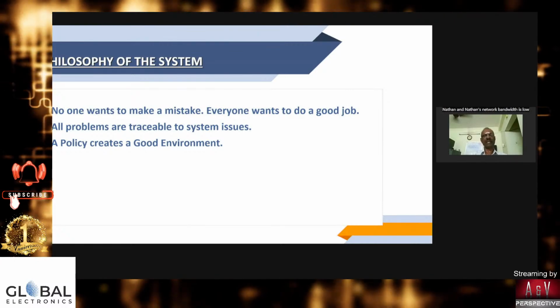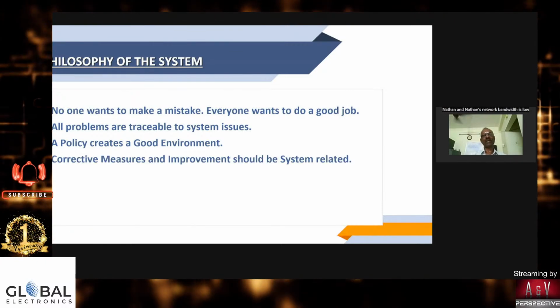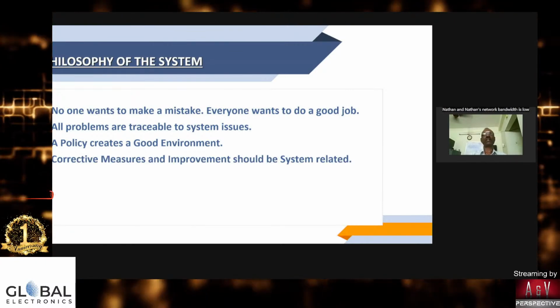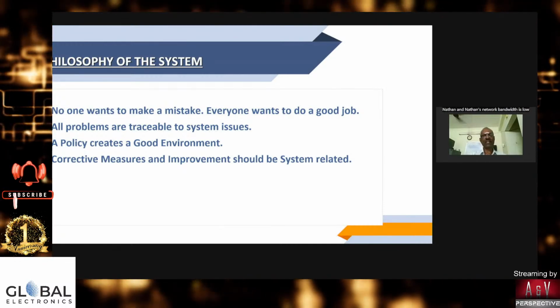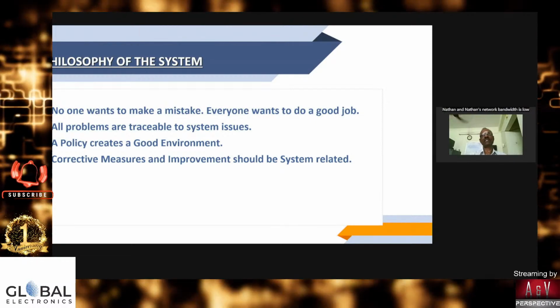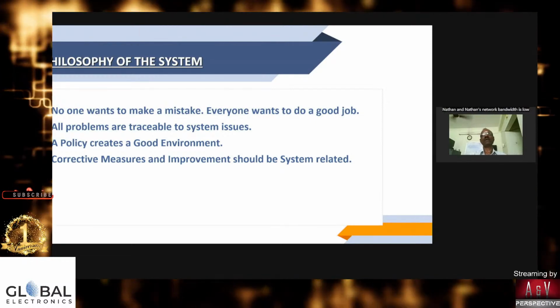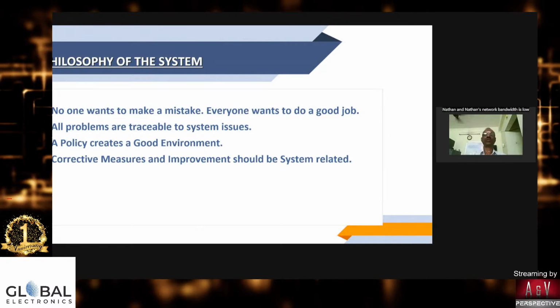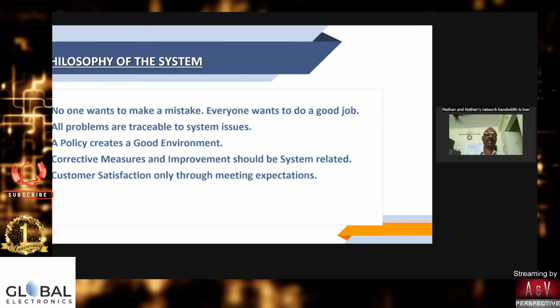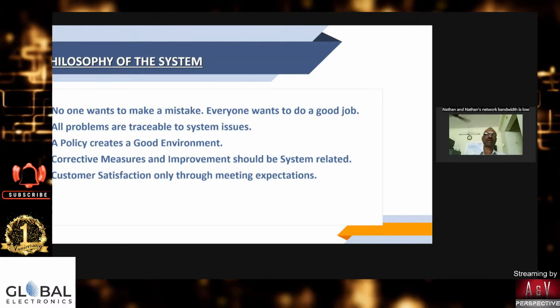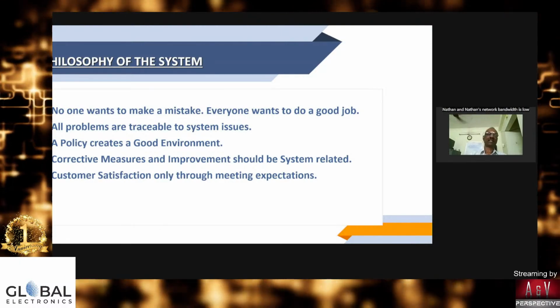A good policy creates a good working environment which is conducive to the people for implementing the systems. Any corrective measures, whenever there is an abnormality or non-conformance, the corrective measures and improvement should not be ad hoc. It should be system related. Only when we have our systems in place can we meet customer satisfaction.